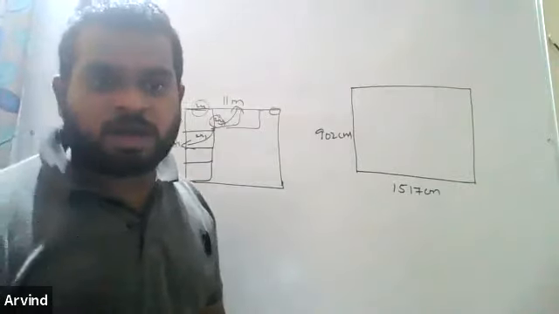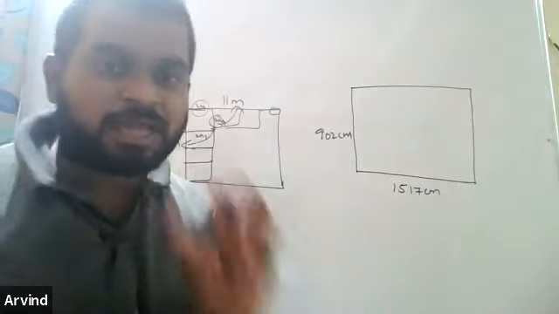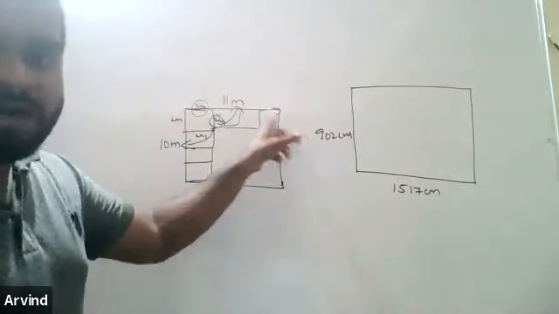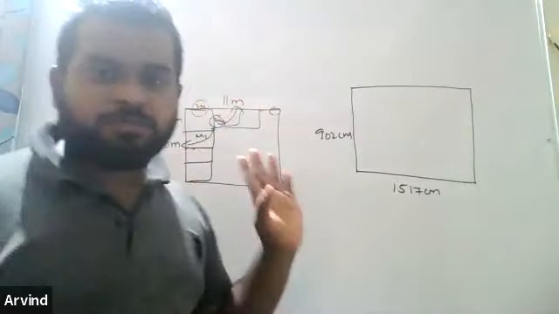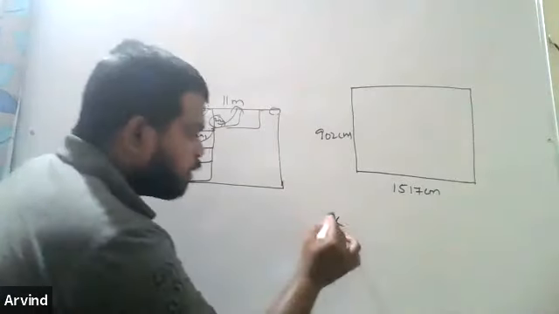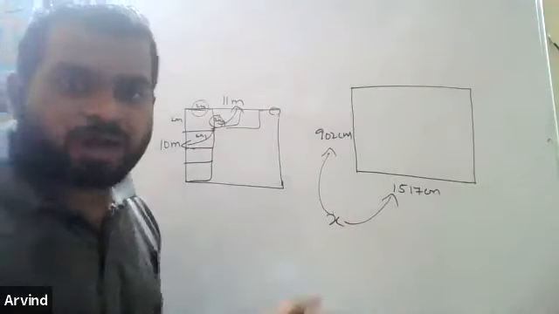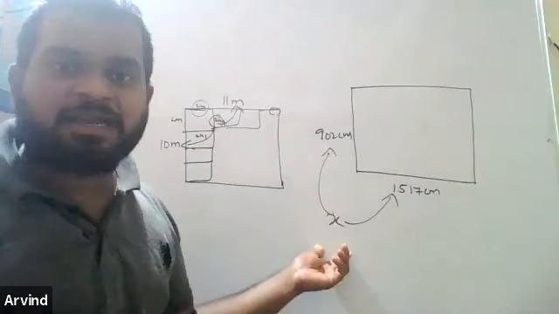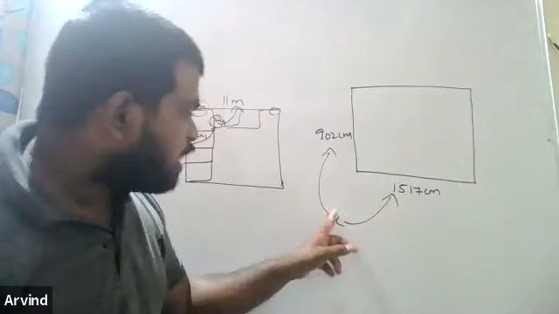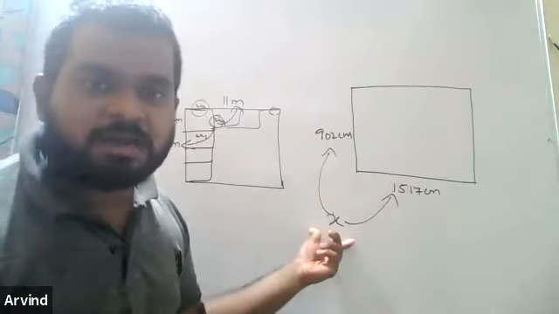Do you understand? So what should the size of the tile be? The size of the tile should divide the length and should divide the breadth. So I need to find a number which divides this and which divides this. So what is X acting as? X is acting as a divisor, because it has to divide this and divide this. So it is acting as a divisor.